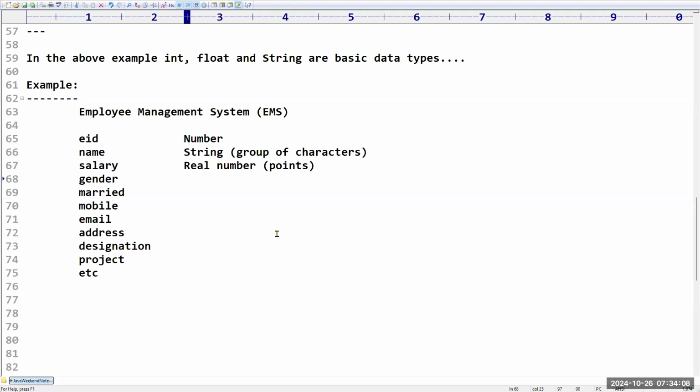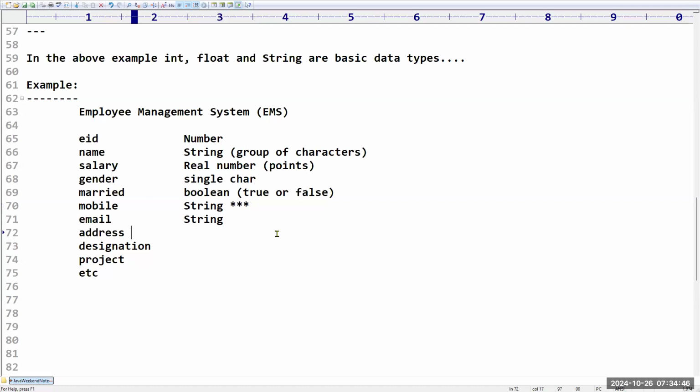Sir, I want to take gender. Gender is a single character. Married is something like true or false. For this, we have another type of data called Boolean. Similarly, mobile number. Sir, it is of type number. Majority of students are going to feel like that, but actually it is a string. Very, very important point. Even though mobile number contains all numbers, we have to define it as a string only. Why, we will talk about later.